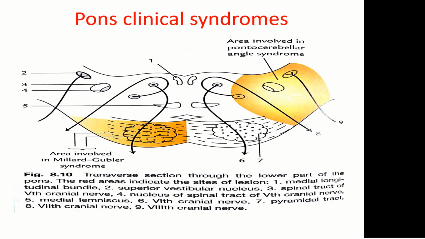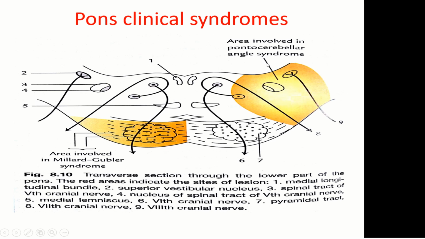After the level of the pons only, there will be crossing of the pyramidal fibers. So contralateral. So ipsilateral medial squint due to involvement of the abducent nerve, ipsilateral facial palsy due to involvement of the facial nerve, and contralateral hemiplegia due to involvement of the corticospinal tract. So this is Millard-Gubler syndrome.